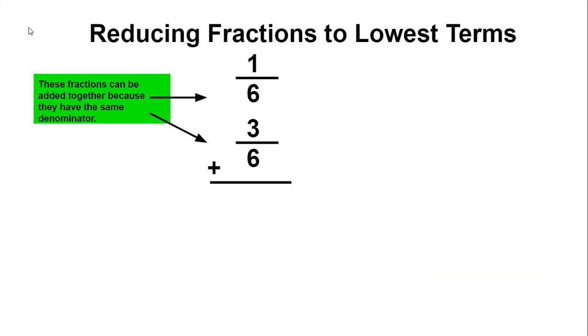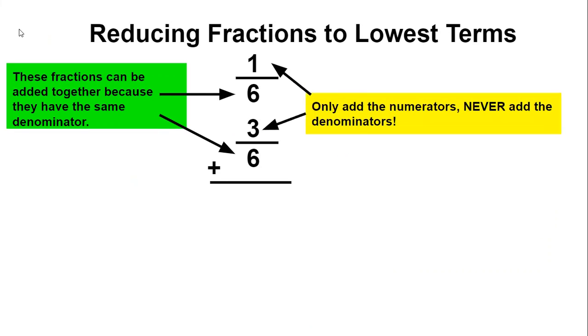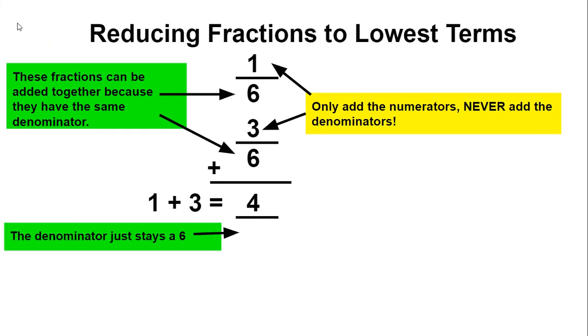Reducing fractions to lowest terms. Okay, we're going to put some more stuff into this now. 1/6 plus 3/6. Add it together. We know that the bottom numbers are both 6, so we can add the numerators. So we add the 1 plus the 3, and we get 4. What's our bottom number? It just stays a 6.